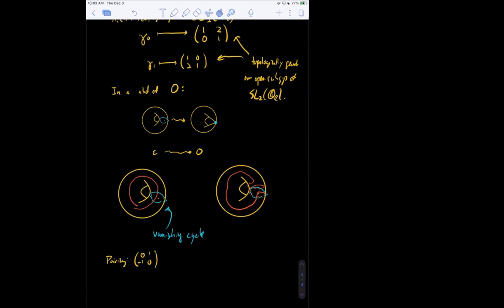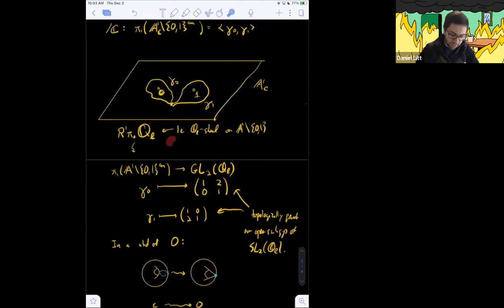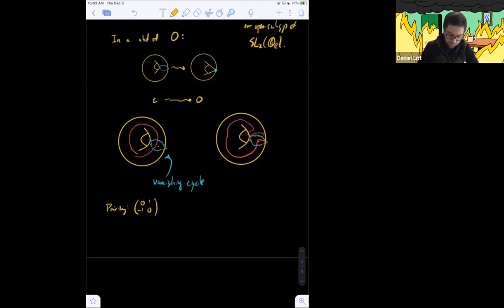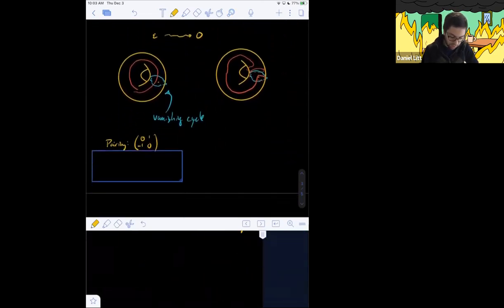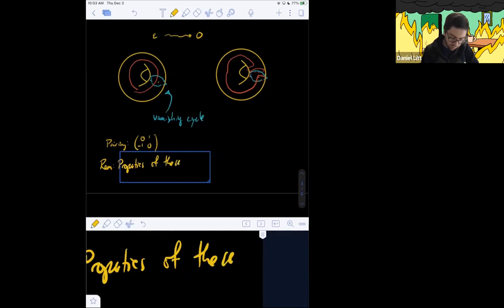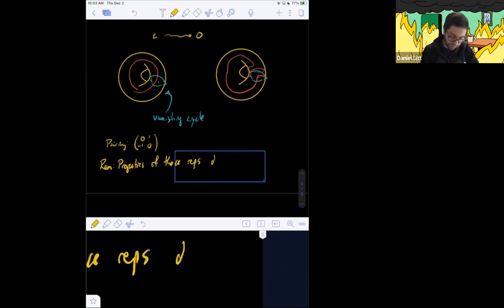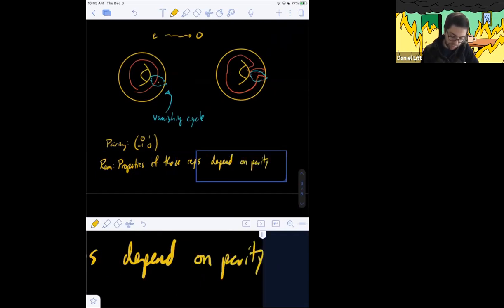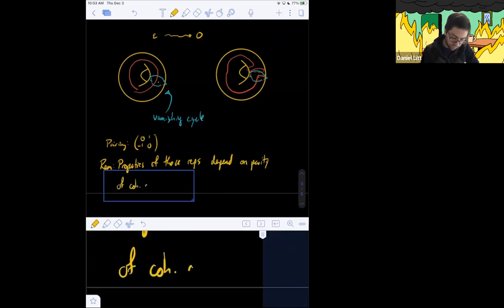Great. So maybe it's worth noting, before I continue, the remark is that the properties of these representations depend a lot on the parity of the cohomological degree. So if you're in an odd cohomological degree, for example, you're looking at the middle cohomology of a family of odd dimensional varieties, then this pairing is symplectic.